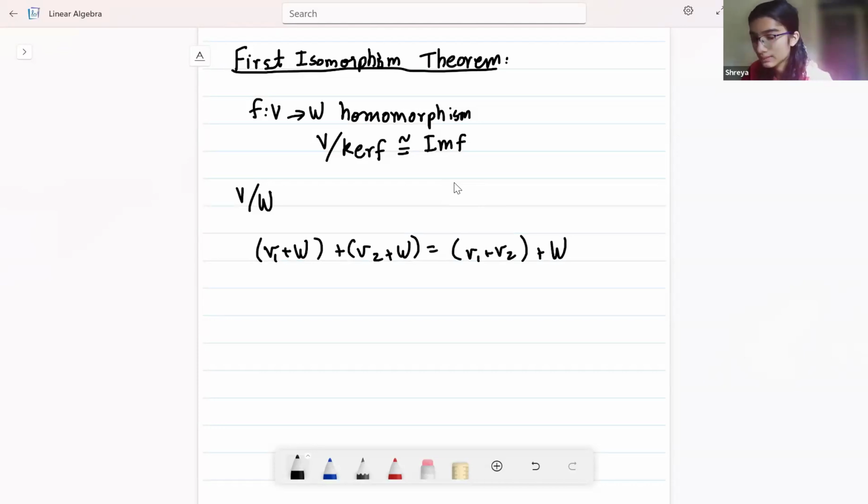Okay, so you have this operation. This is the addition over v mod w. So yeah, we need to prove that this is well defined.